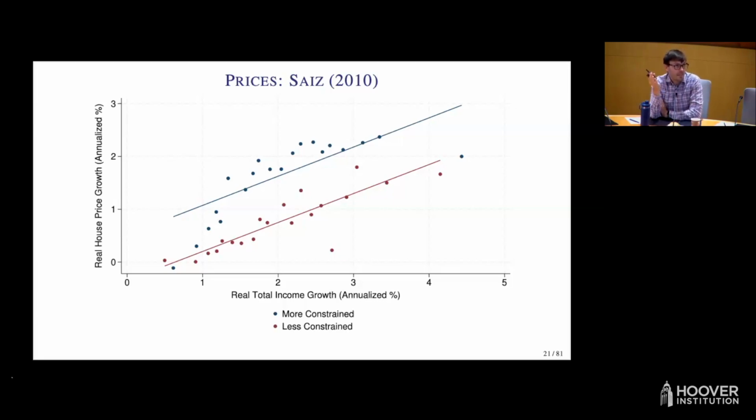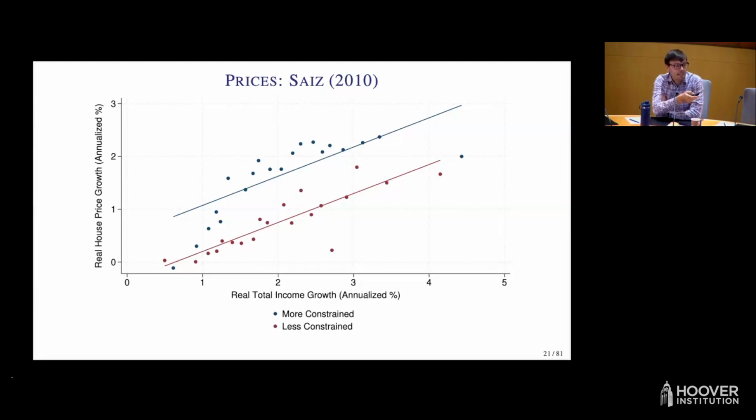But in the data, the slopes are essentially the same. They're parallel to one another. The same increase in income growth gives the same increase in house price growth, regardless of whether these cities are measured to be more elastic or less elastic.